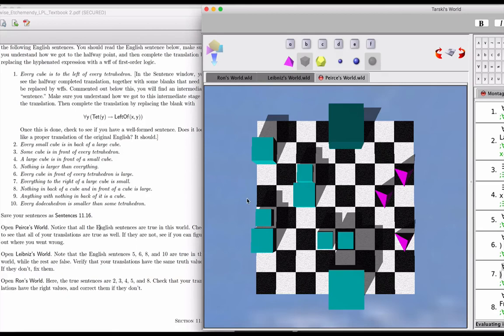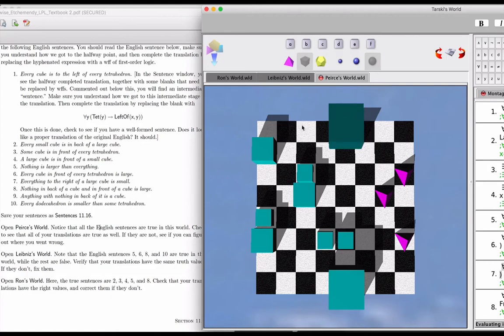All right, number 9. Anything with nothing in back of it is a cube. And I translate this, or reword this, I should say, as follows. If there is anything with not even one thing in back of it, then it's a cube, and that is in fact the case.